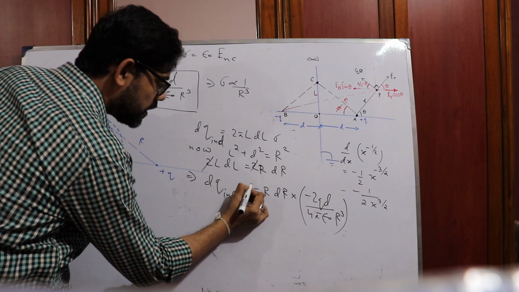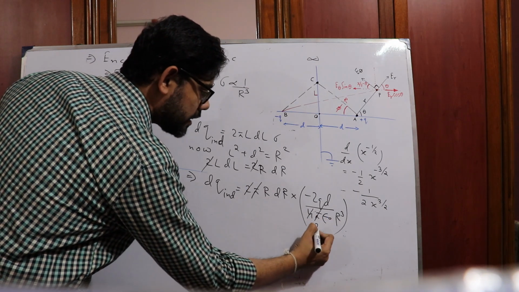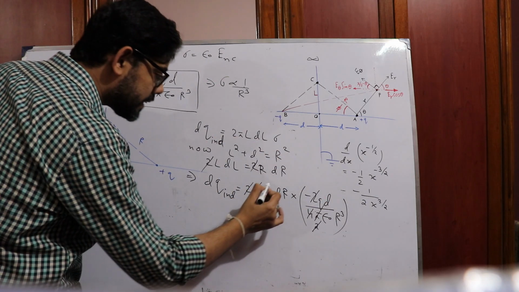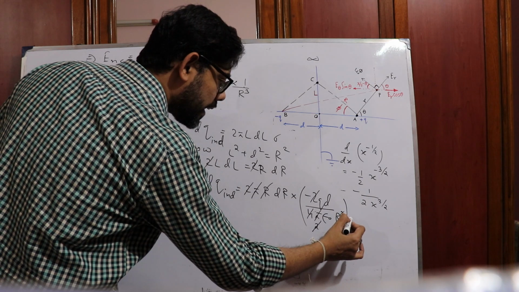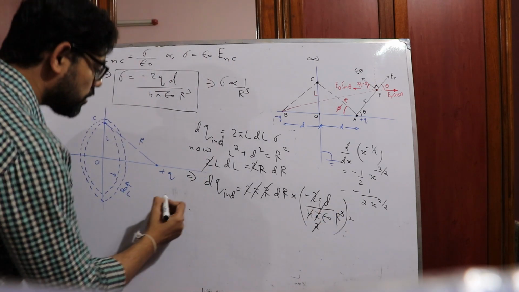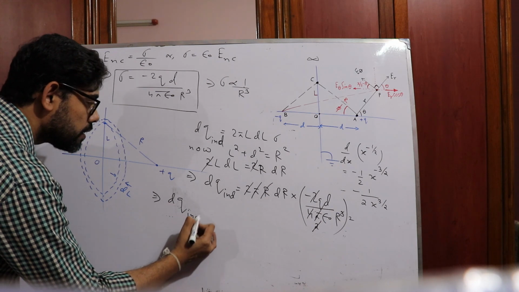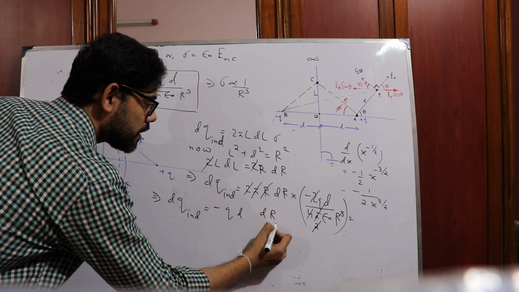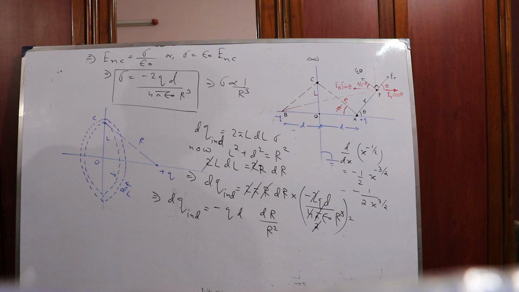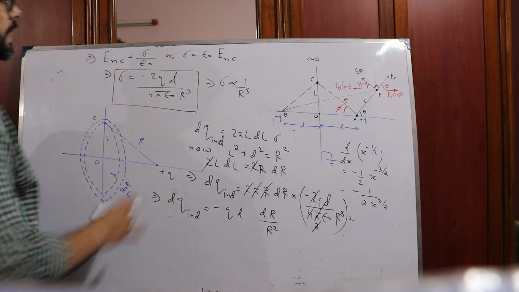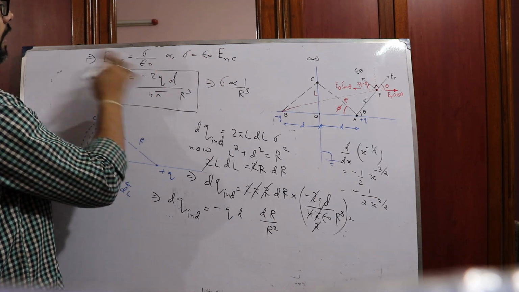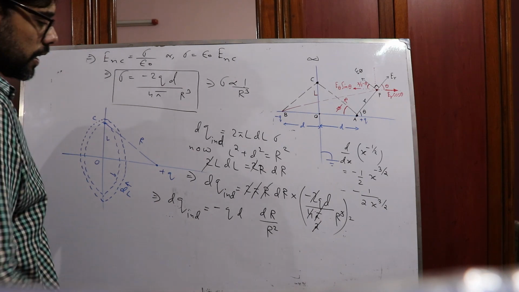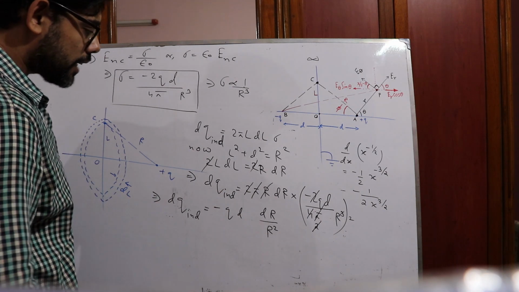Once you do this, 2 pi and 4 pi cancel, so you get 2. You cancel this 2 with this 2. Cancel one r and here you get r square. So basically dq induced equals minus qd dr by r square. The epsilon naught is not here because you multiplied with epsilon, so 4 pi r cube. Now minus qd into dr by r square, that's what you got.